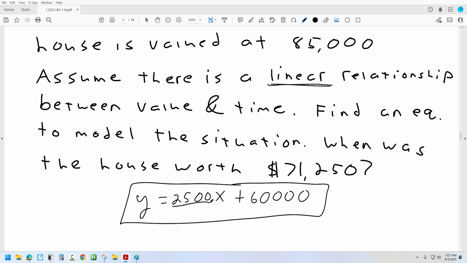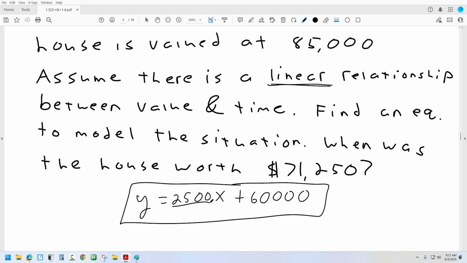What does the 2,500 mean in the context of the word problem? I know it's the slope, but what does the slope mean? How much it goes up every year. Right, that's the change in the value of the house every year, $2,500.